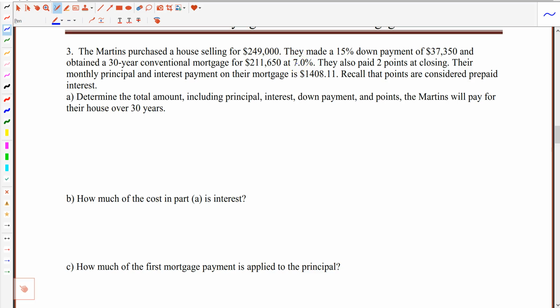Now their monthly principal and interest payment on their mortgage is $1,408.11. And that's actually what was computed in the previous example. So based upon all this information, let's determine the total amount, including the principal, interest, down payment, and points, that the Martins will pay for their house over 30 years. So they're going to be paying $1,408.11. Now they're going to be paying that every month for 30 years. So ultimately they have 360 payments.